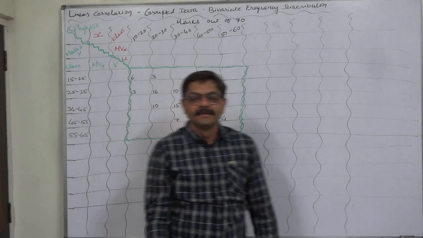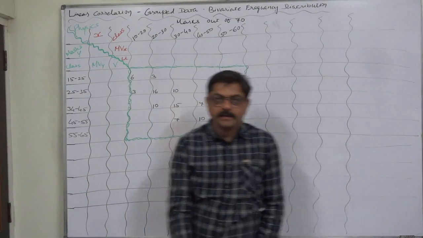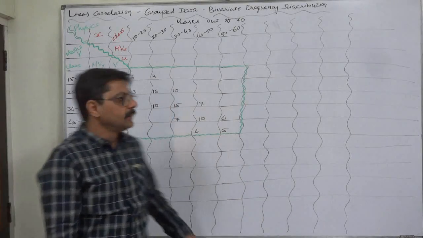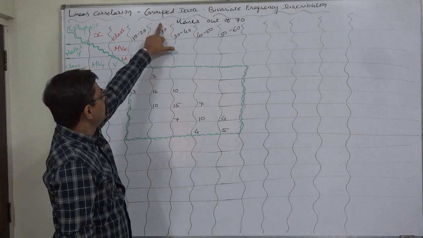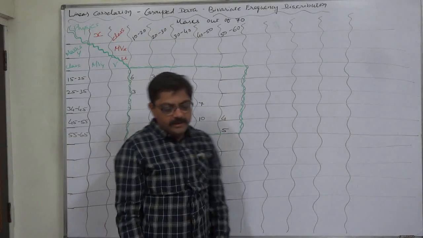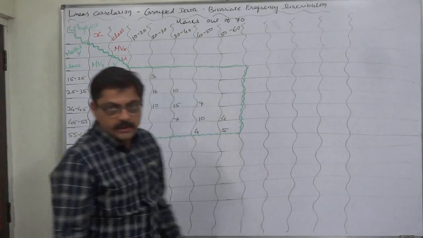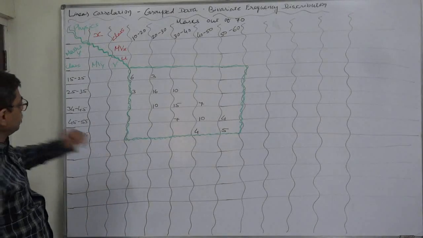Hello and welcome. Linear correlation, and the new topic is to calculate the coefficient of correlation for grouped data or a bivariate frequency distribution. The presentation of the question is like this.